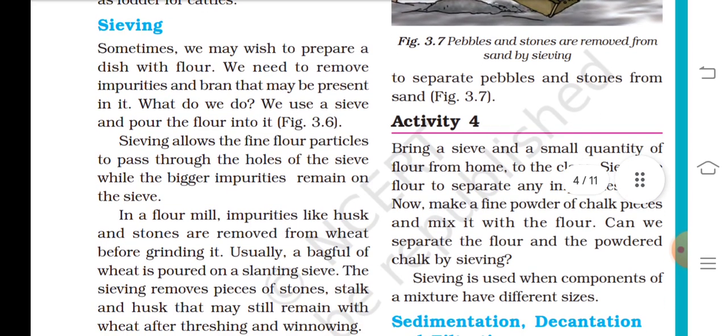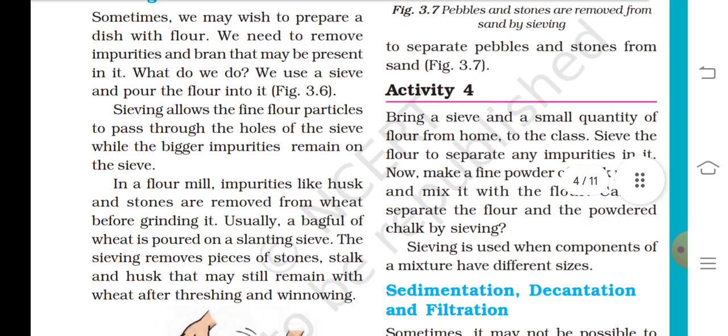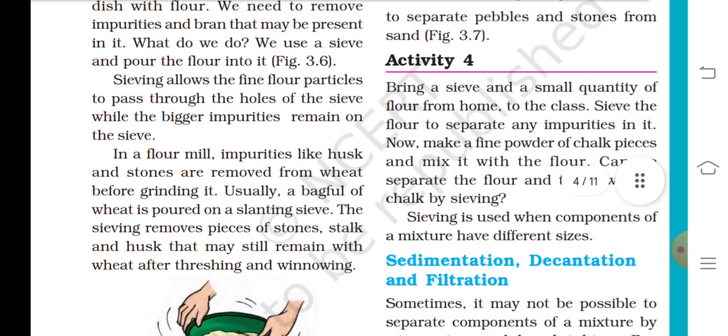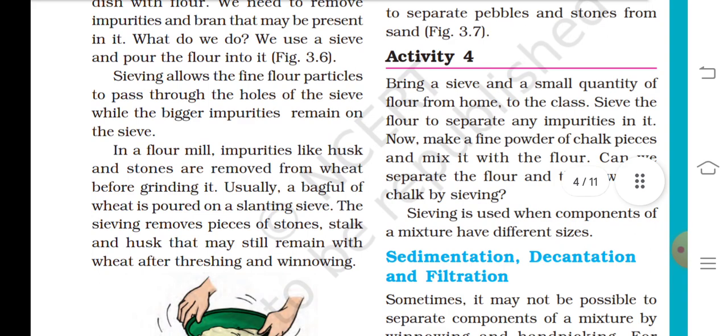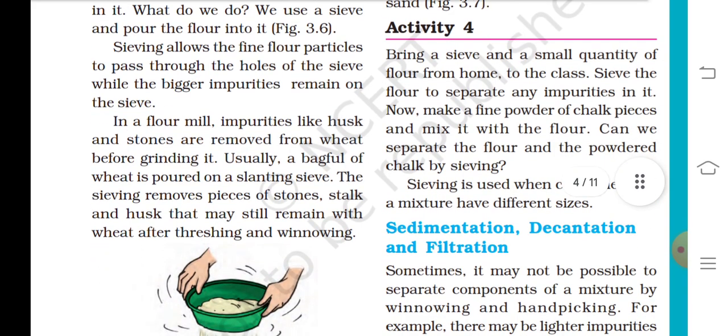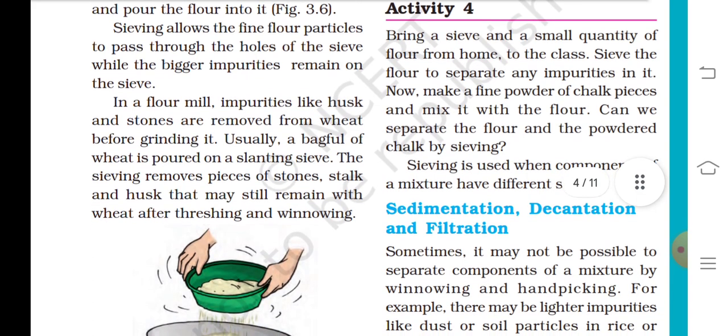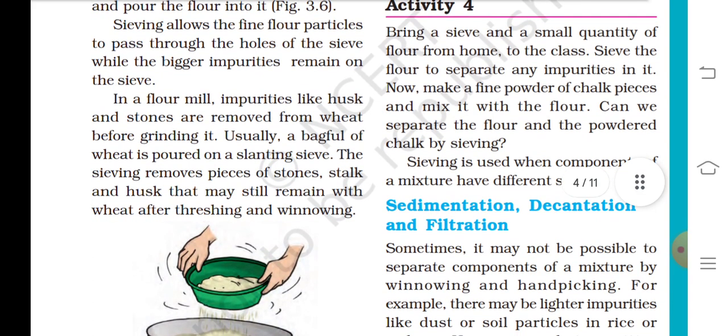Sieving. Sometimes we may wish to prepare a dish with flour. We need to remove impurities and bran that may be present in it. What do we do? We use a sieve and pour the flour into it. Sieving allows the fine flour particles to pass through the holes of the sieve, while the bigger impurities remain on the sieve.